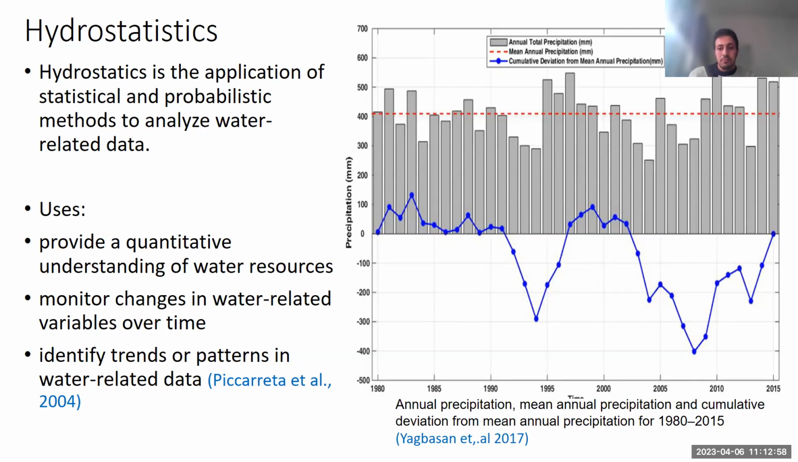So for example, if the current temperature is significantly higher than the long-term average, it may indicate a heat wave or other abnormal weather pattern. Conversely, if the current temperature is lower than the long-term average, it may indicate a cold snap or other unusual weather event. So the use is to provide quantitative understanding, to monitor the changes, and to identify the trends.